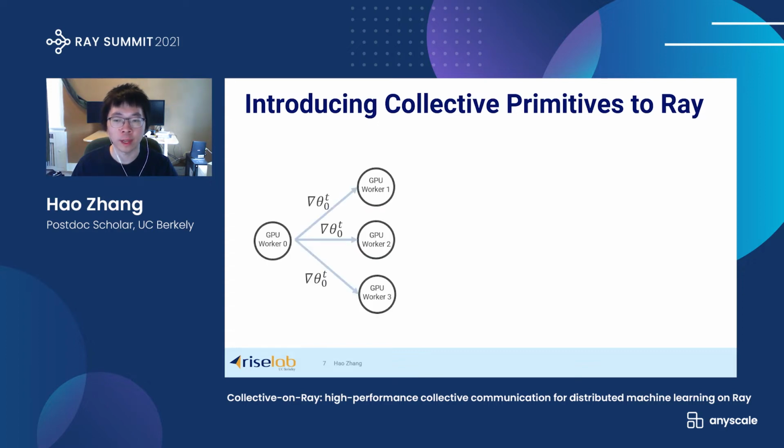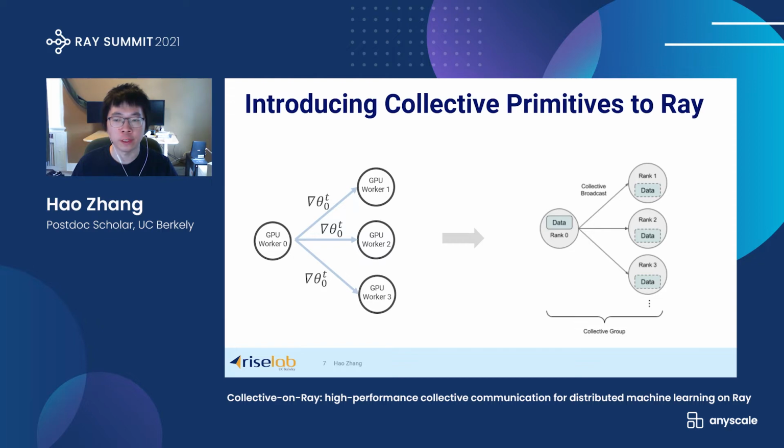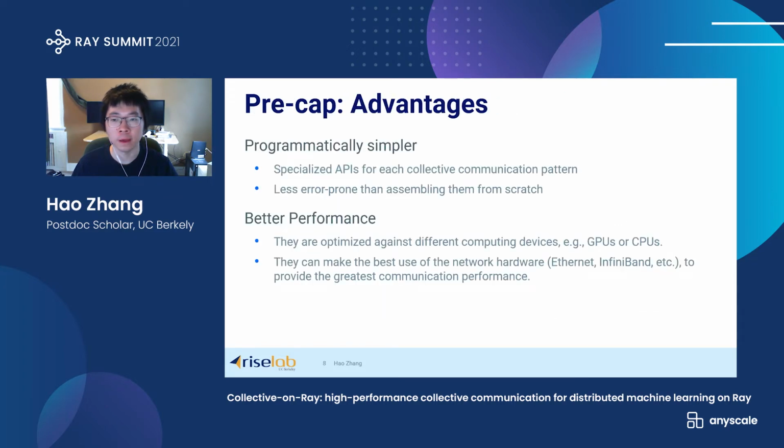Instead of assembling the broadcast using many ray.get calls at each participant process, what we can do is to put all the processes, usually in the form of Ray actors or tasks, in the same collective group, and each process in the group invokes the same collective broadcast call to start the collective communication and achieve the goal. Providing specialized APIs for each collective communication pattern is programmatically much simpler compared to assembling a complex algorithm using multiple ray.get and ray.put RPC calls. Simpler programs also mean less error-prone.